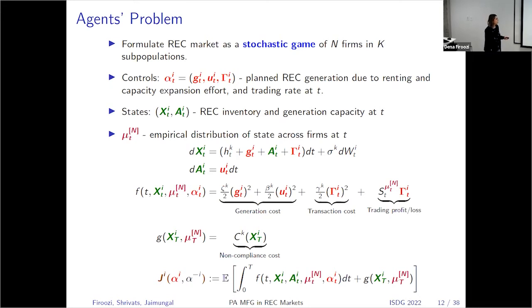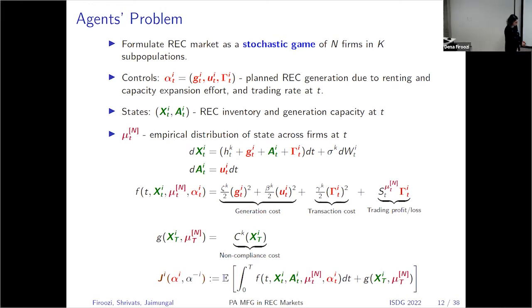So this is with the assumption that there's no delay in that, and this is the baseline generation capacity data, and this model is just the expansion effort. So this is the running cost, and in terms of the terminal cost, this is the penalty budget that is set by the regulator. This could be an arbitrary function, and it's a Markov function of the number of RECs accumulated or acquired by firm i at time big T here.